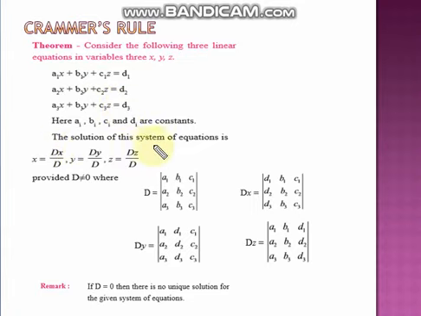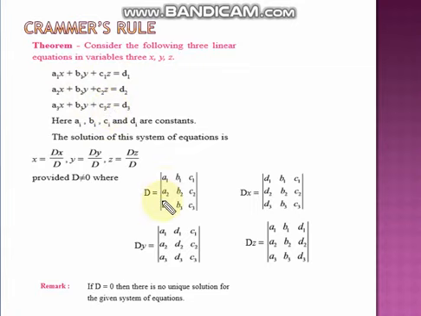The solution of this system of equations is x is equal to dx upon d, y is equal to dy upon d, z is equal to dz upon d. You can see that here d is in the denominator. So d should not be 0, then only the values of x, y and z exist. Now how to obtain d? D is the determinant obtained from the coefficients of x, y and z.